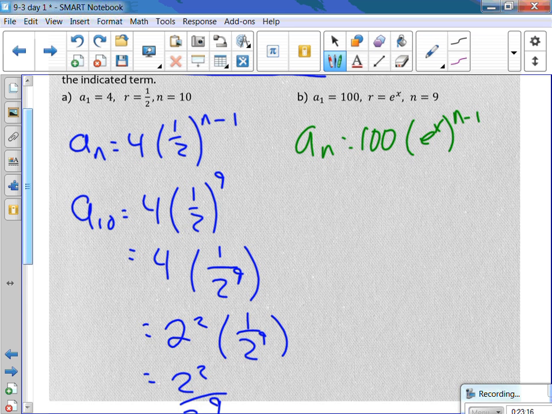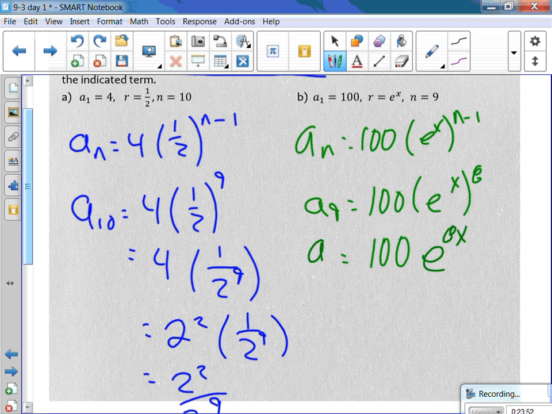Whenever I see an n, I substitute 9. What do I do when I have a power raised to a power? Multiply, giving me, so my 9th term is just 100 e to the 8x. That's as far as you're going to go. Question?